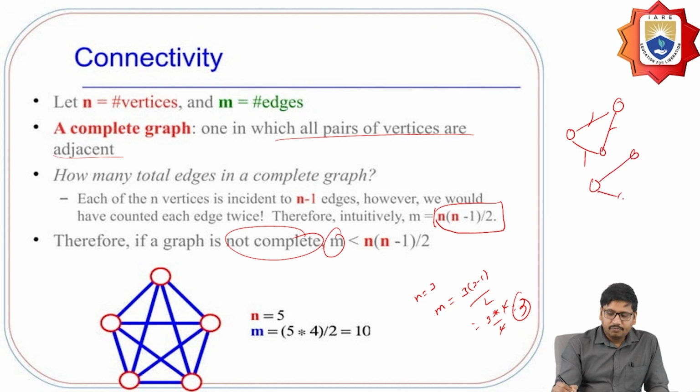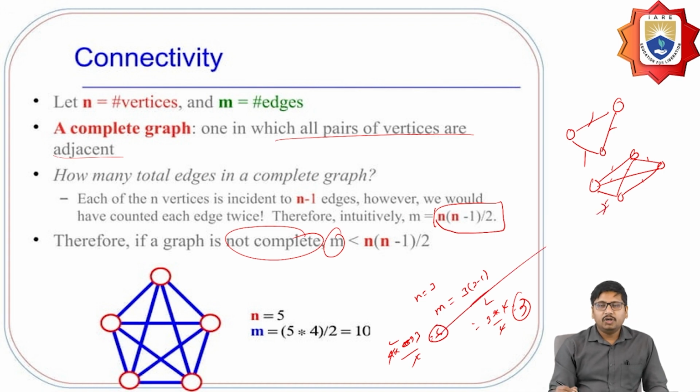Now I'm going to take 4. The number of edges will be 1, 2, 3, 4, 5, 6. So 4 into 4 minus 1, that is 3, by 2, which is 6. Like this, we calculate the number of edges of the graph. If the graph is not complete, whatever value we get should be less than this value.